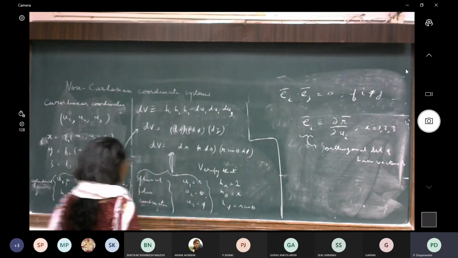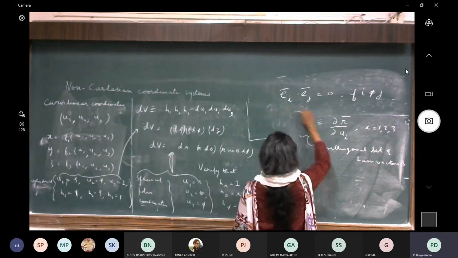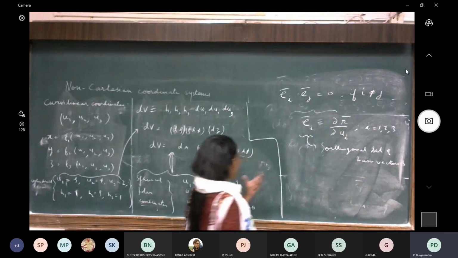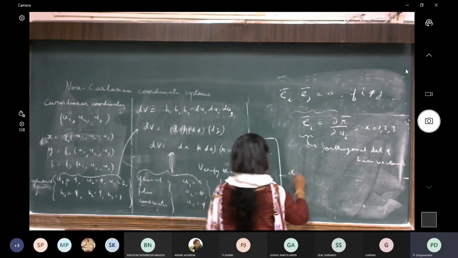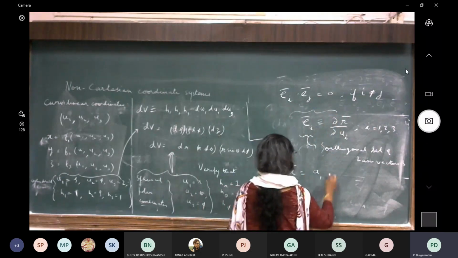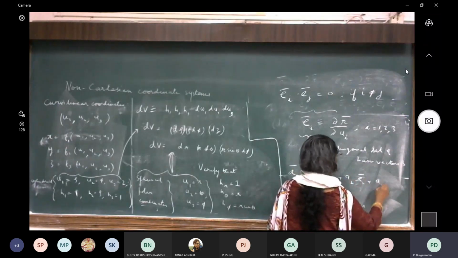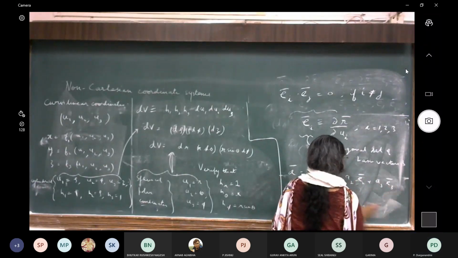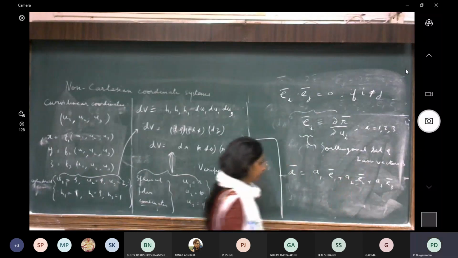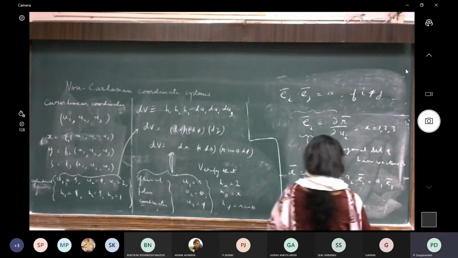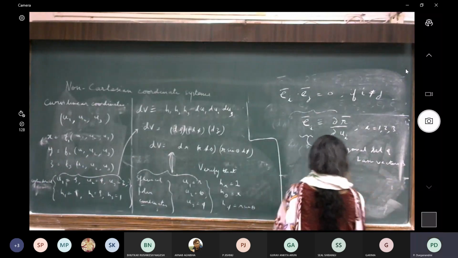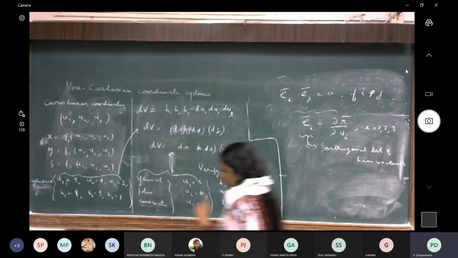But nevertheless, I can choose such an orthogonal set. And once I have this orthogonal set of basis vectors, then any vector I can write like this. This is something I can do. But before I do this, I don't want to give this definition just now. We'll see something else.